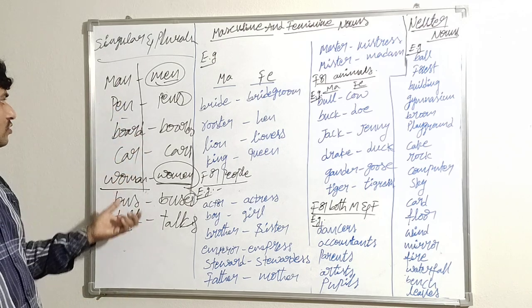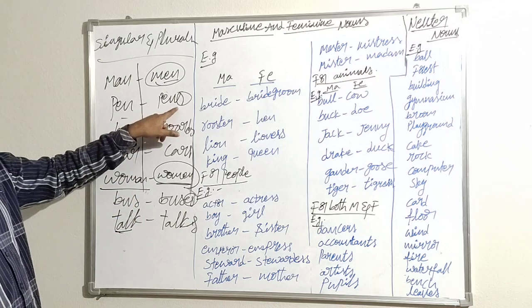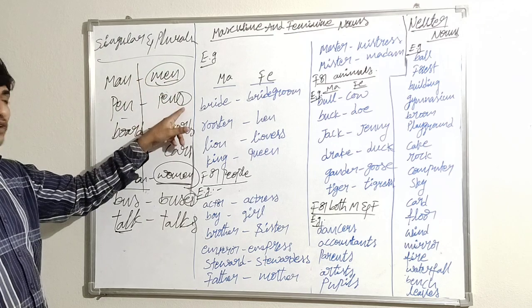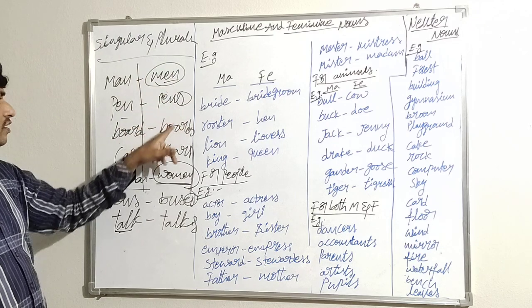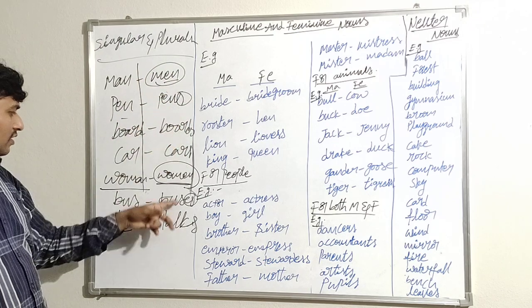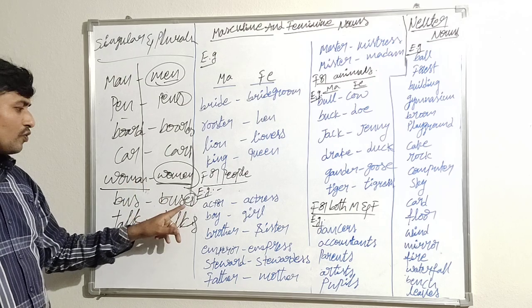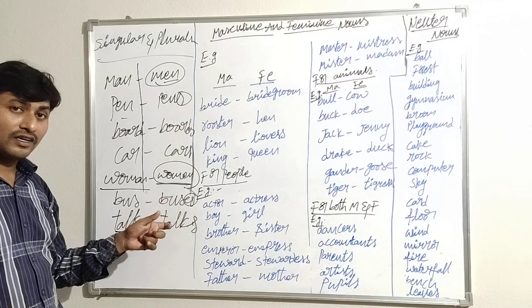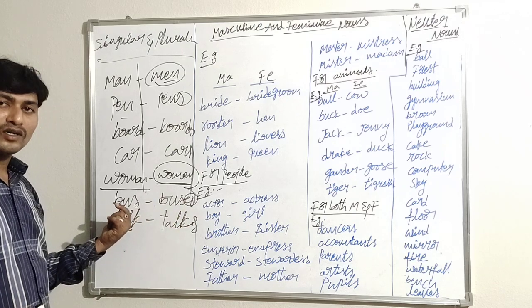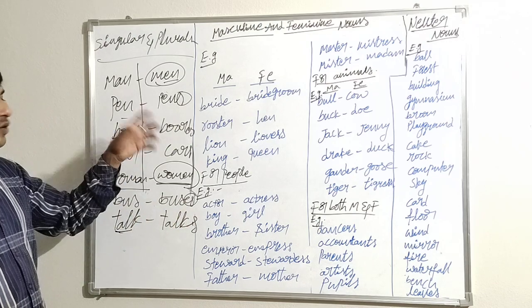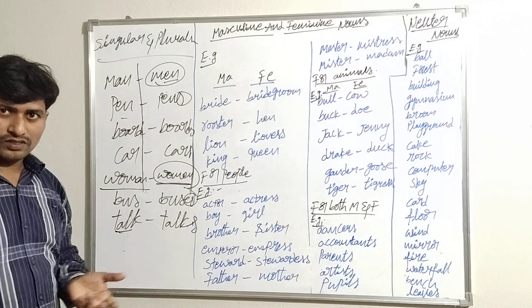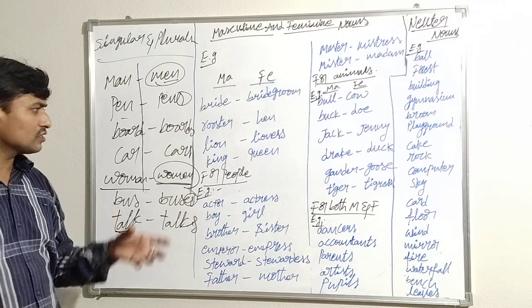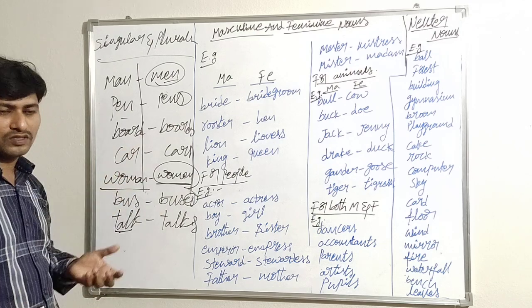Suppose here pens is a plural noun. The plural noun pens is formed by adding S. Birds is formed by adding S. Buses is a plural noun formed by adding ES to the singular noun. Have you understood what I said now? How can we form plural nouns? Plural nouns can be formed by adding S or ES to the singular nouns.